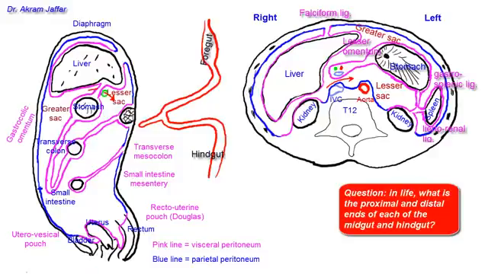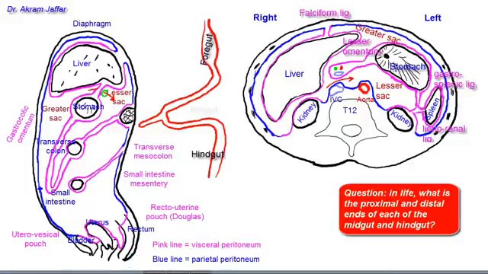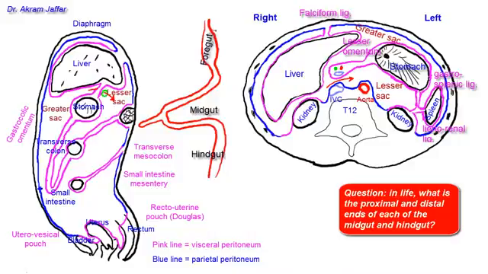Originally, the gut is suspended from the posterior abdominal wall by a layer of mesentery, which is a dorsal mesentery. So this is the dorsal mesentery that suspends the whole gut tube, whether foregut, midgut, or hindgut. In addition to that, there is a ventral mesentery, and this ventral mesentery is only attached to the foregut anteriorly, or ventrally.